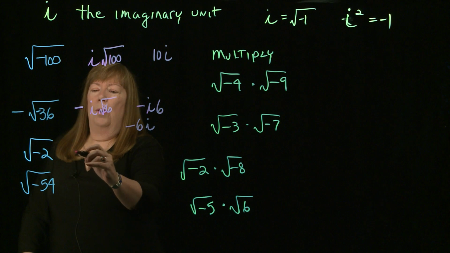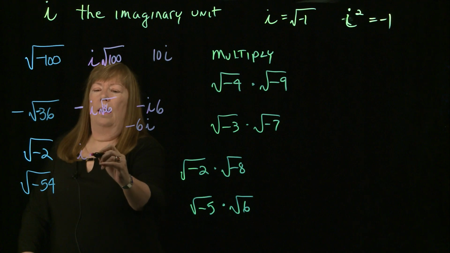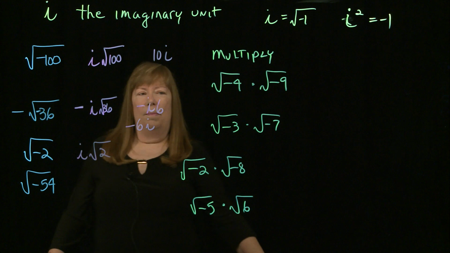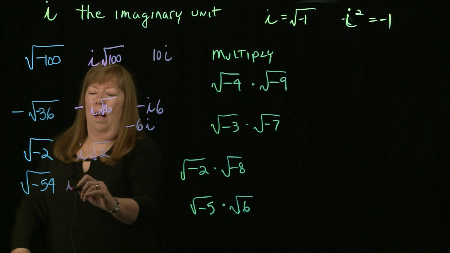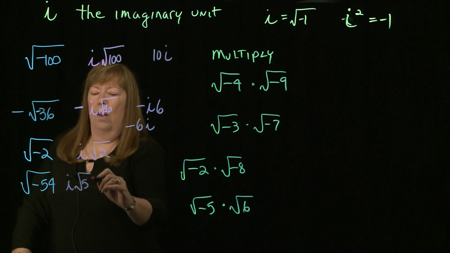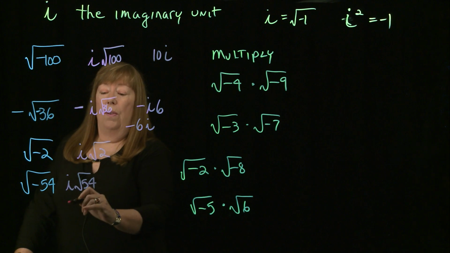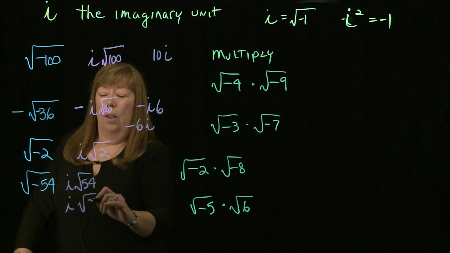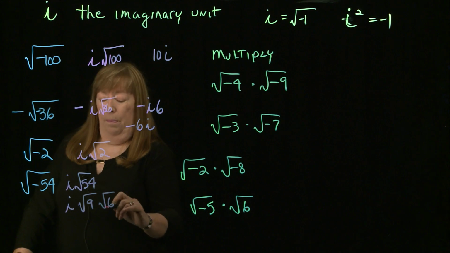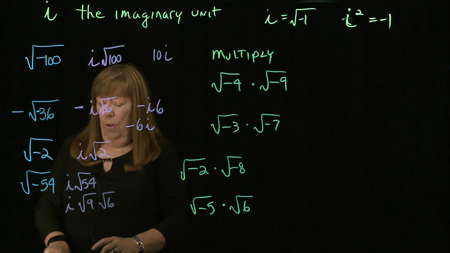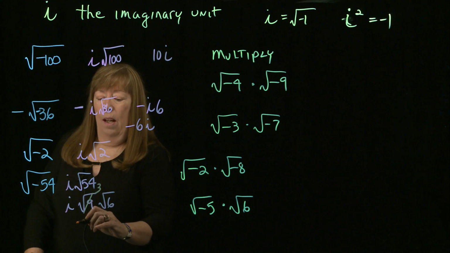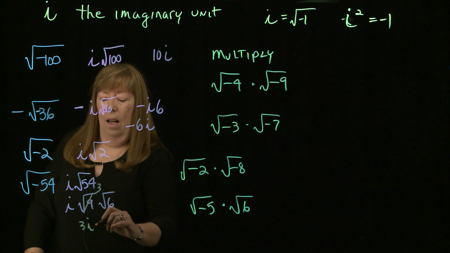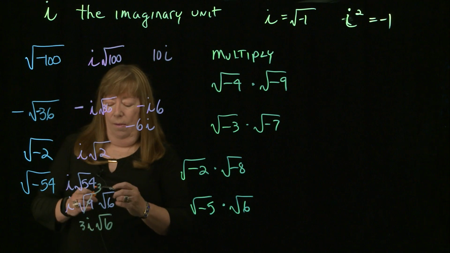Square root of -2 is simply i times the square root of 2. This one, i times the square root of 54, should be broken down because 54 has a perfect square factor. That would be 9, right? So the square root of 9 is 3, and we have 3i times the square root of 6. Good.